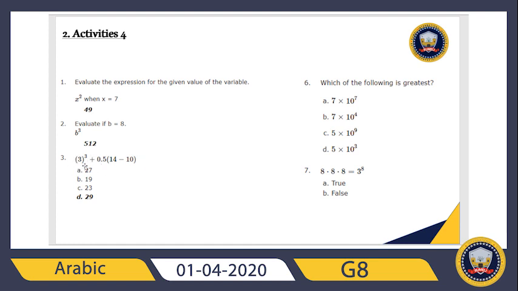Now let's go to this expression. We need to simplify this: 3 to the power of 3 plus 0.5 times (14 minus 10). What should we start with first? Remember, we start with the brackets and exponents. So you can start here or here. I prefer to start here. So go inside the brackets. 14 minus 10, that is 4. Multiply it by 0.5, that is 2. Now 3 to the power of 3 is 27. 27 plus 2 is 29. So this simplifies to 29.